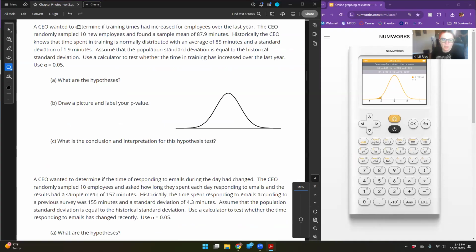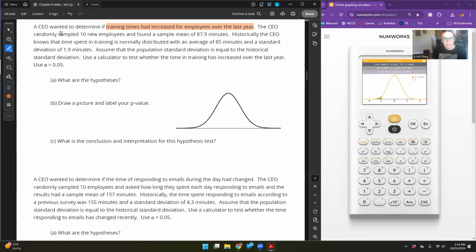So the CEO wants to determine if the training times had increased. So what are we determining? Training times had increased over the last year. Okay, it is going to kind of be in two pieces.